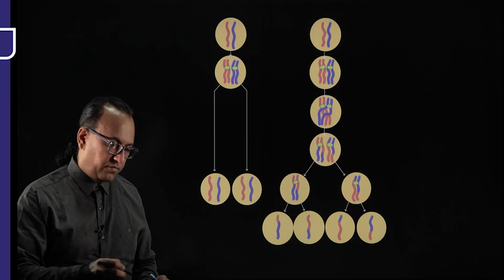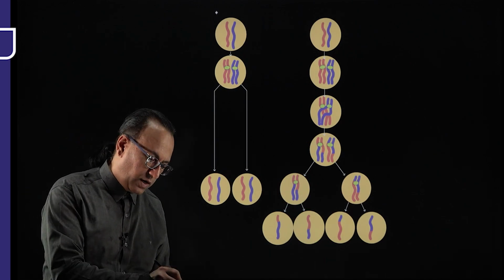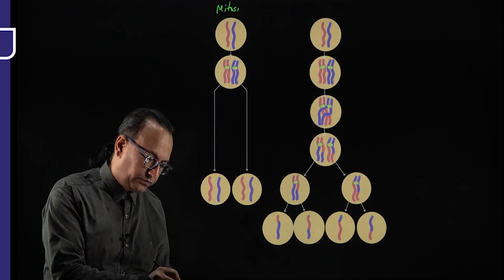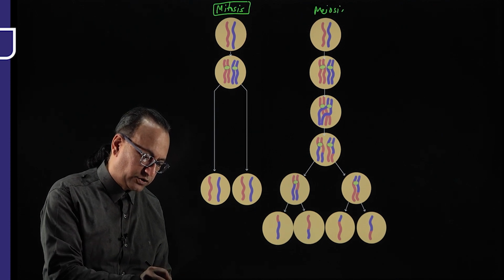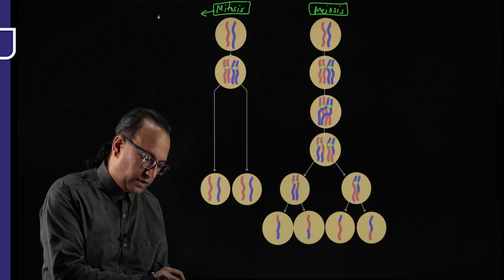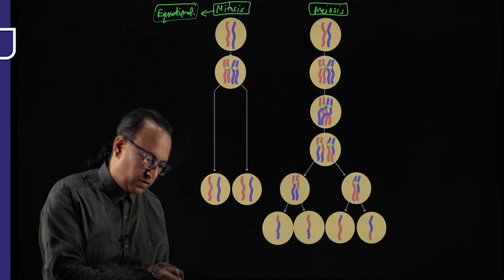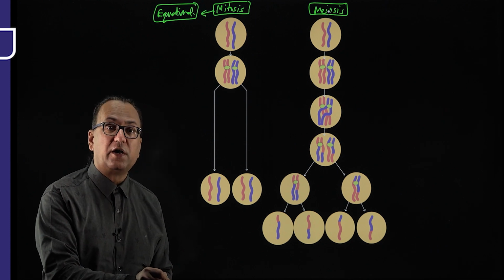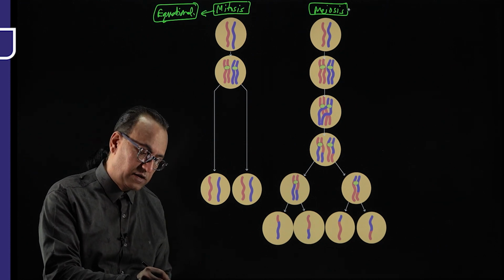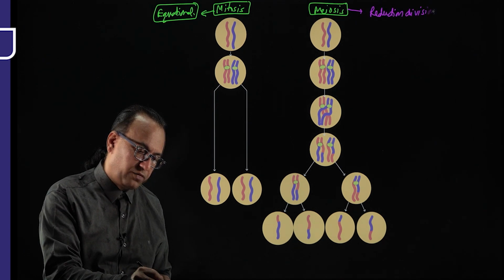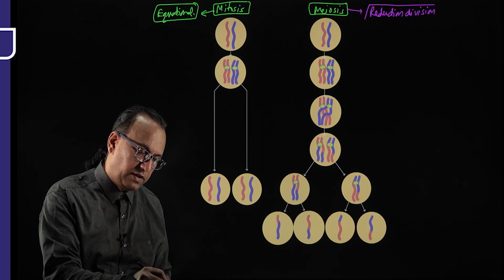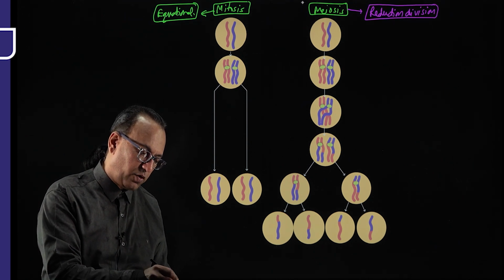In this diagram, we are going to distinguish the mitosis cell division from the meiosis. It is understood that mitosis is an equational division, meaning it is not going to change the chromosome number, whereas meiosis is a reduction division. That means it is going to change the chromosome number. It will reduce the chromosome number into half. So how does it do that? That we will see. But first, let us focus upon mitosis.